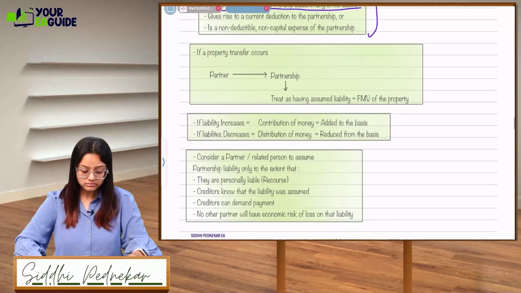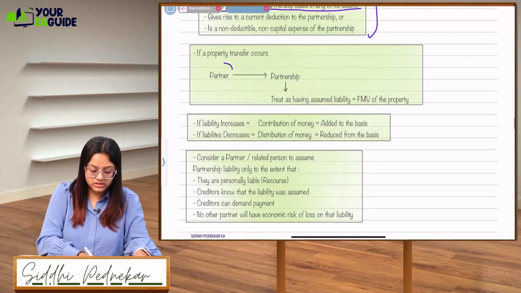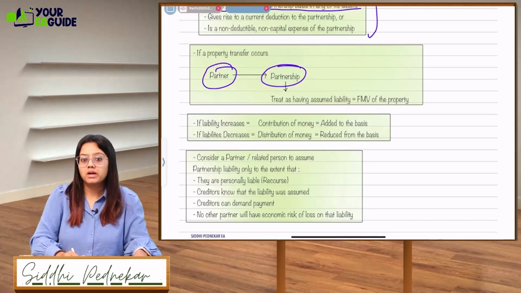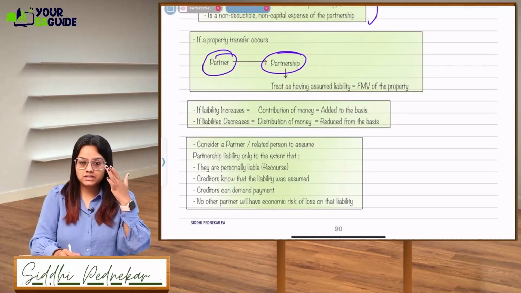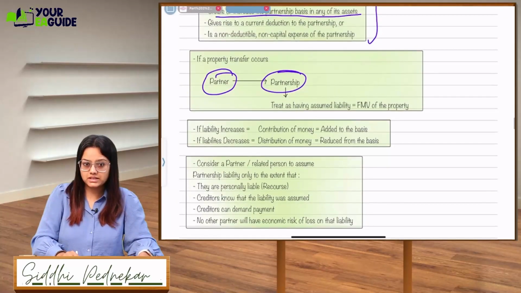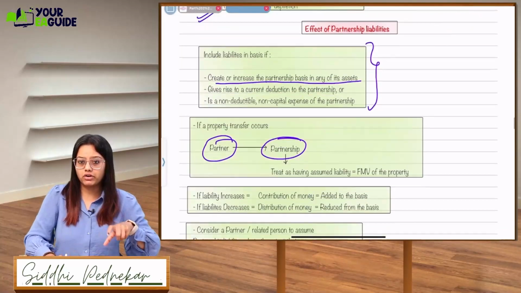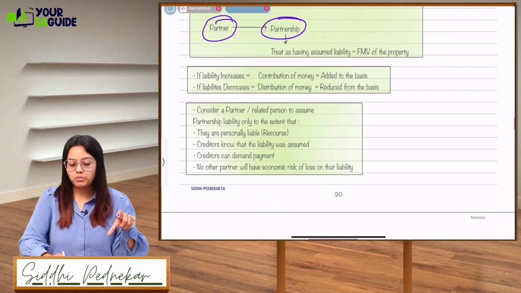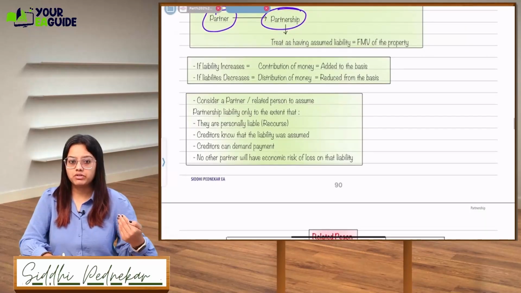Okay. If a property transfer occurs, where the partner is transferring any property to the partnership, treat the partner as having assumed a liability equal to the FMV of the property. See, you don't have to do this from here. We have already done this thing in the proper chart, when the property is getting transferred, how it is treated.